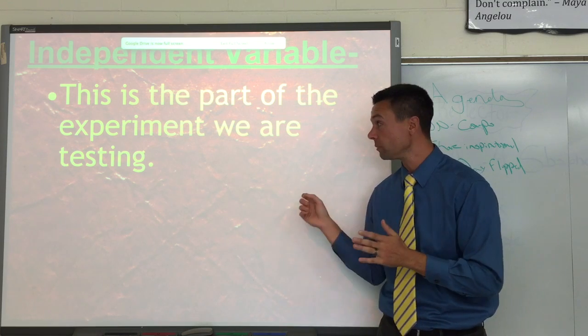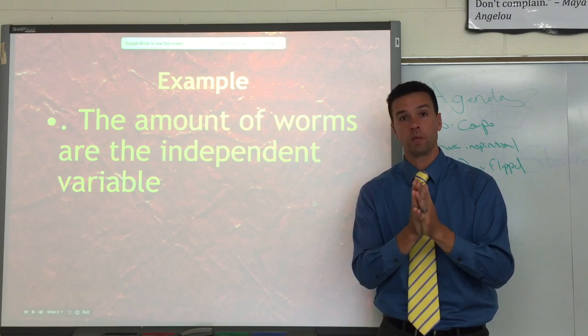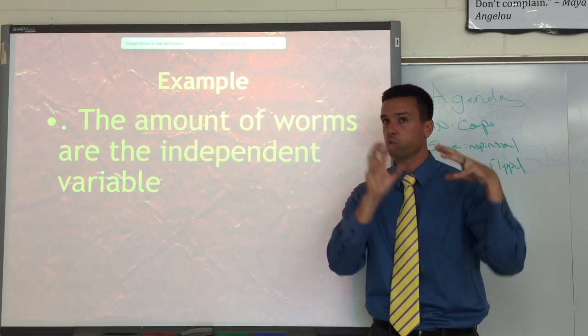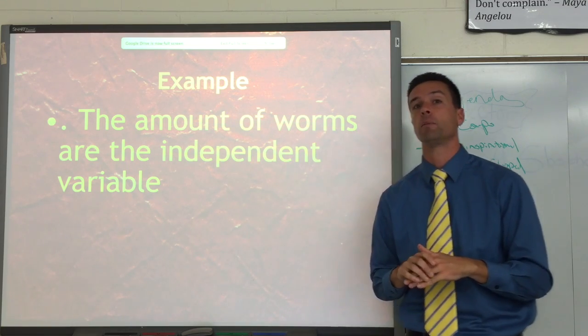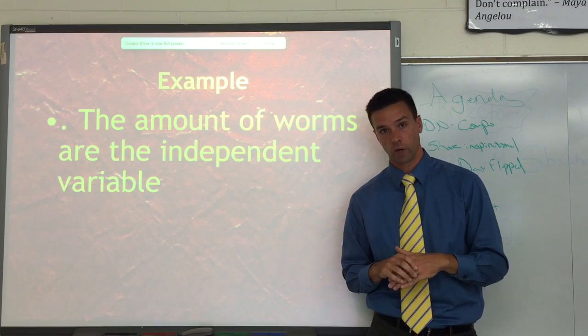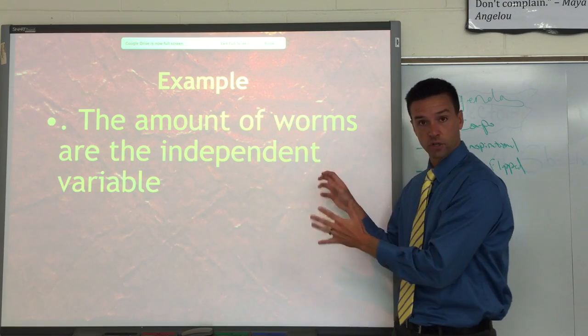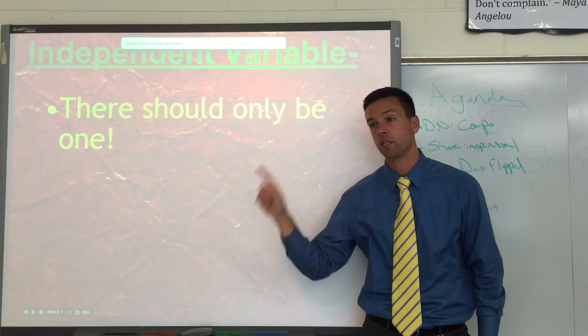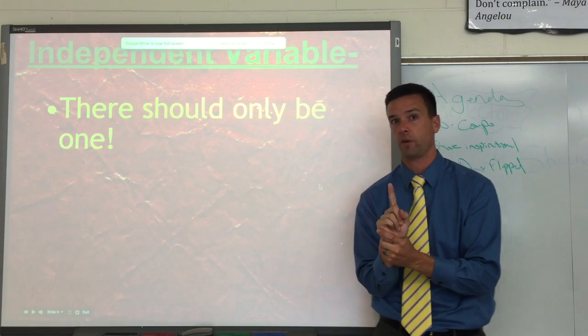So in this experiment, we're trying to figure out how many worms it takes. So our independent variable would then be the amount of worms, how many worms there are, because we're going to try out 1 worm, 3 worms, 6 worms. So it's what we're experimenting with. So your independent variable is what you're experimenting with. Now, this is important. In any good experiment, there should be only one independent variable.